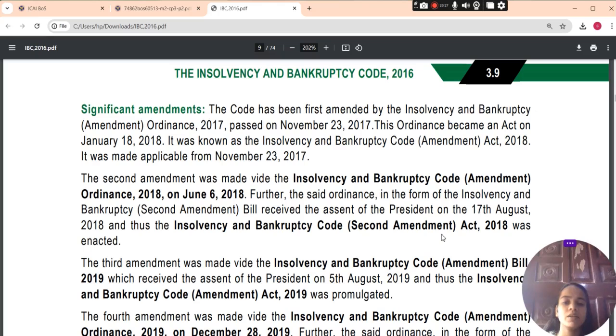The second amendment was made by the Insolvency and Bankruptcy Code Amendment Ordinance 2018 on June 6, 2018. Further, the said ordinance in the form of the Insolvency and Bankruptcy Second Amendment Bill received the assent of the President on the 17th of August 2018, and thus the Insolvency and Bankruptcy Code Second Amendment Act 2018 was enacted.